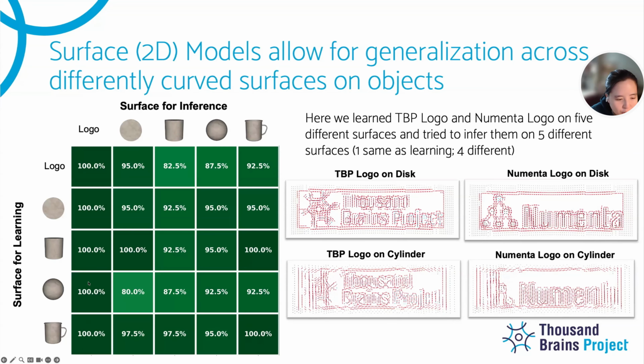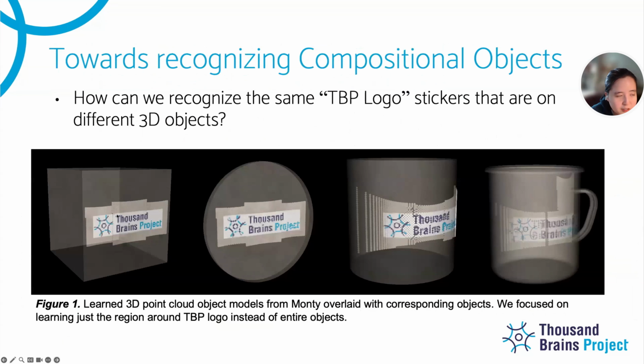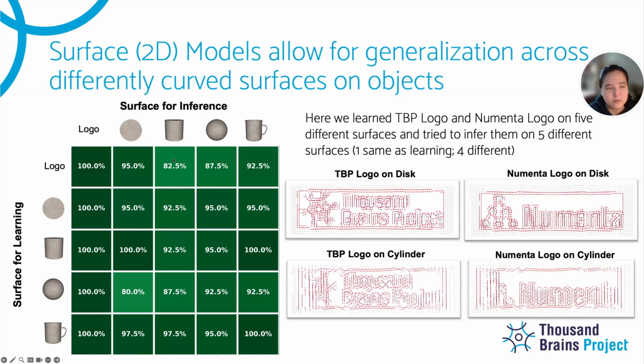For example, at least on the 100% column, this means that we can learn the logo from any surface, and we'll be able to recognize just the logo itself, just the sticker part itself, with 100% accuracy. It's maybe interesting that the sphere seems to be the most challenging to transfer from, which would be consistent with our intuitions about what is causing the most distortion. But as you say, performance is still good.